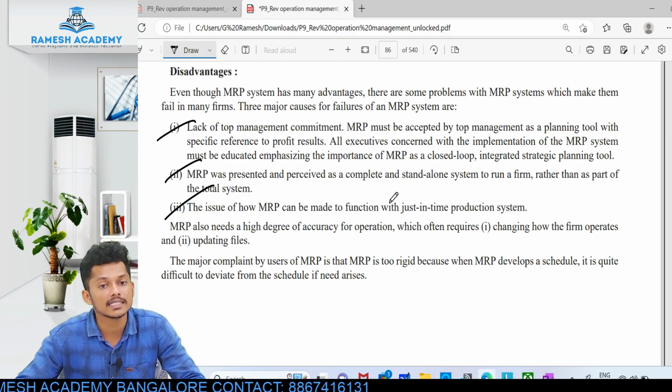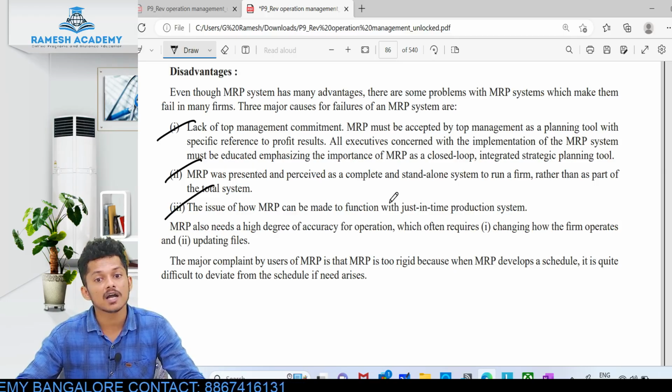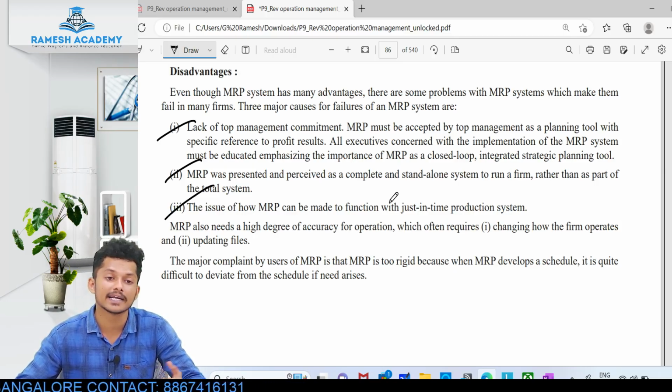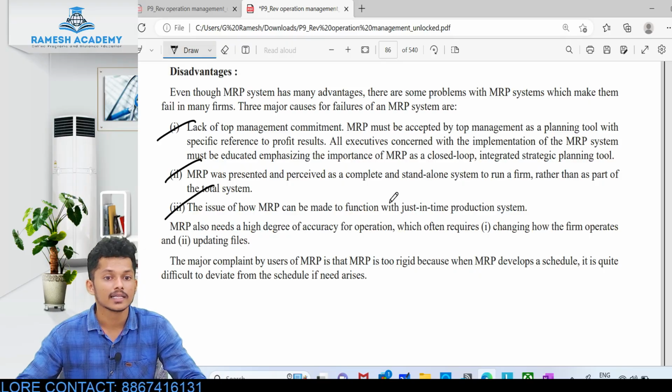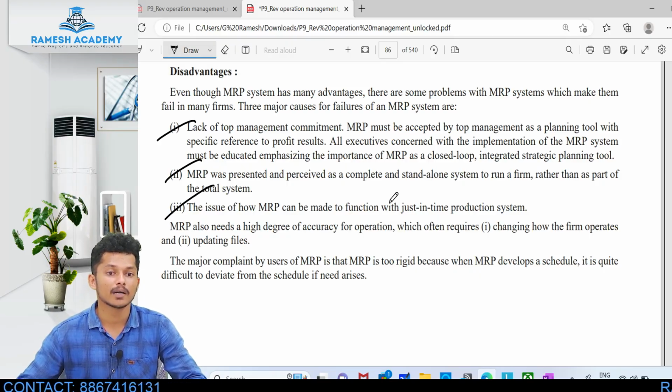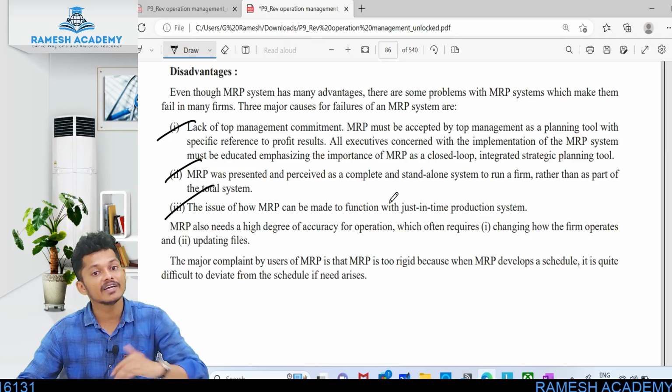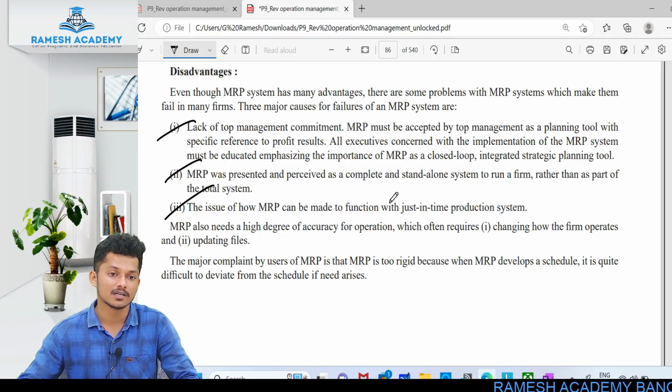MRP also needs a high degree of accuracy of operation, which often requires changing how the firm operates and updating files. The major complaint by the users of MRP is that MRP is too rigid, because when MRP develops a schedule, it is quite difficult to deviate from the schedule if need arises.